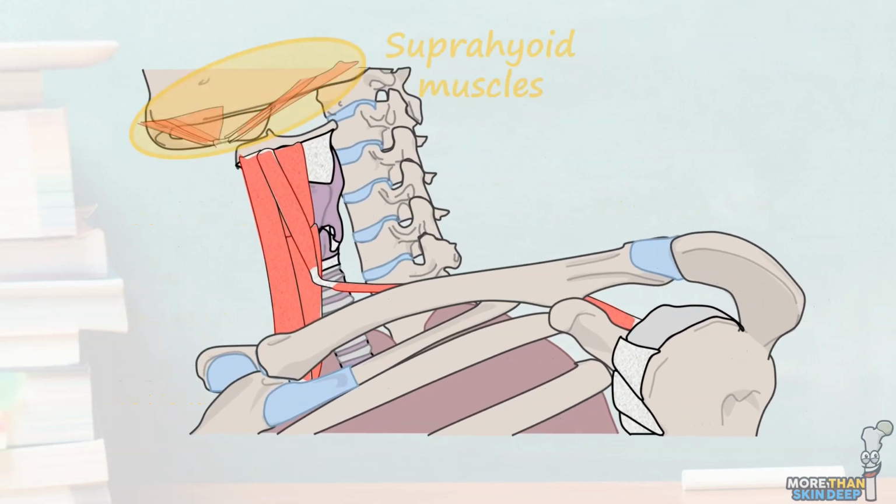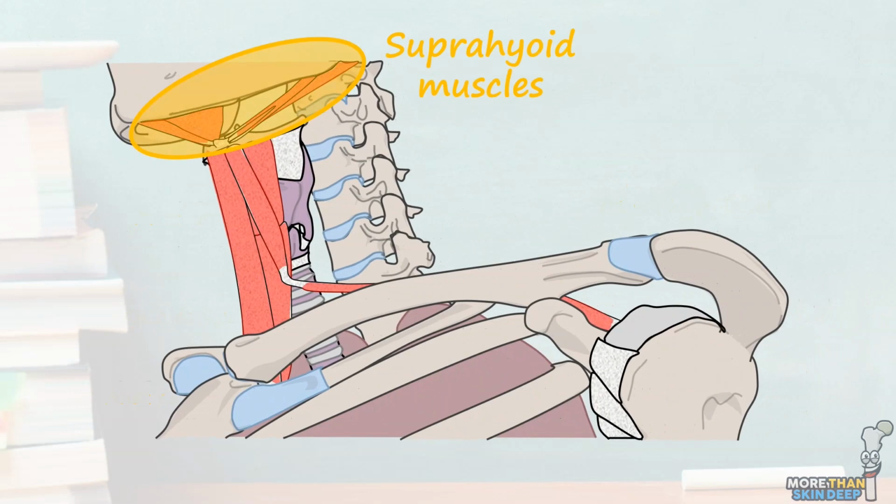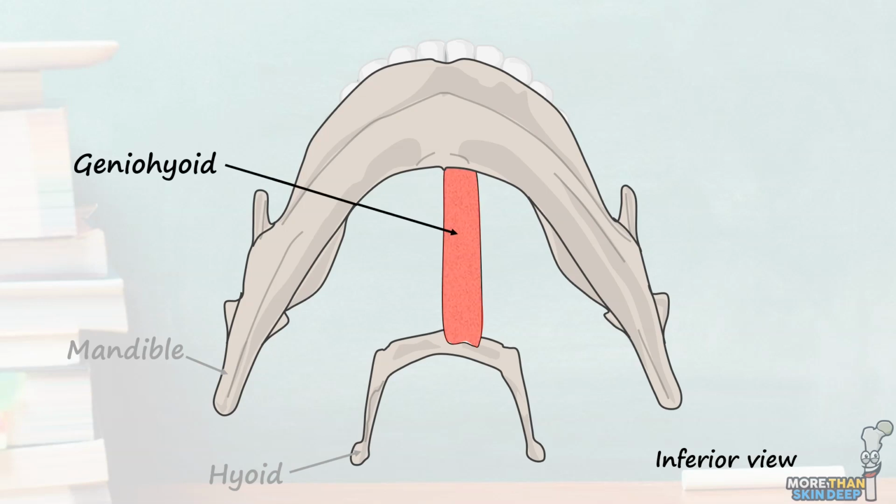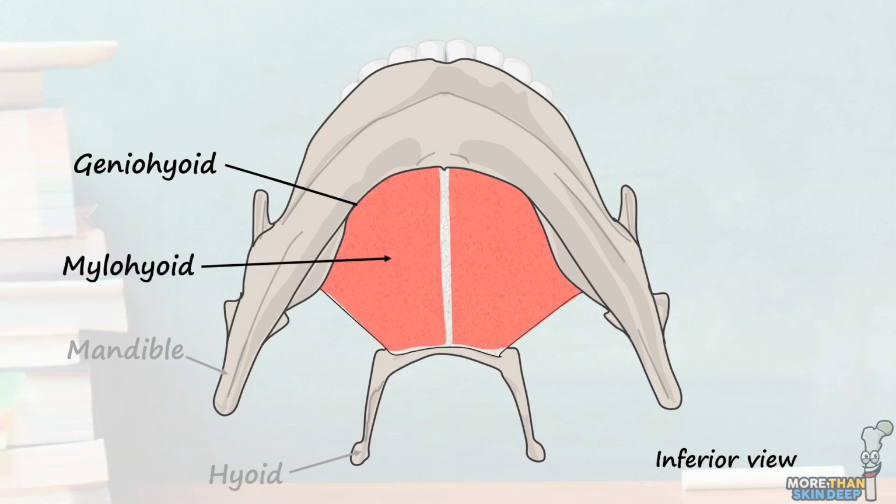And then we have the suprahyoid muscles, which sit above the hyoid bone. It's a little bit easier to see these muscles if we look at them from an inferior view at the underside of the mandible. First we have the geniohyoid muscle, which goes from the posterior aspect of the mandible to the body of the hyoid bone. Then we have the mylohyoid muscle, which overlies the geniohyoid muscles and also connects the posterior mandible to the body of the hyoid bone.